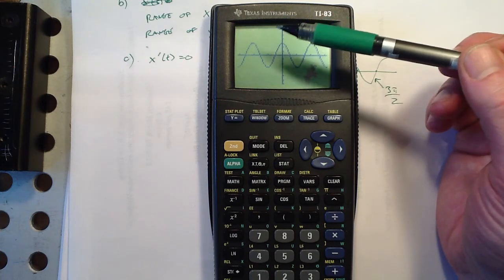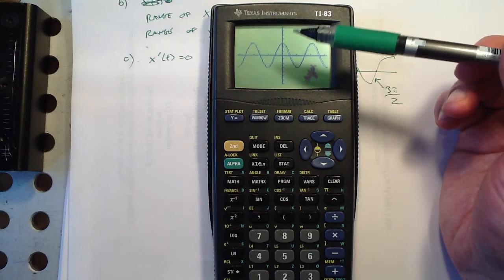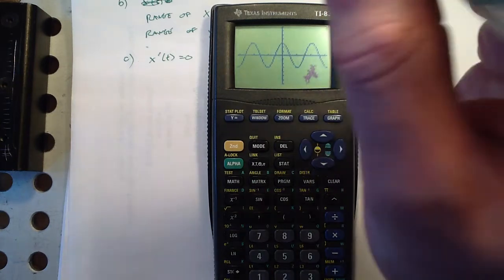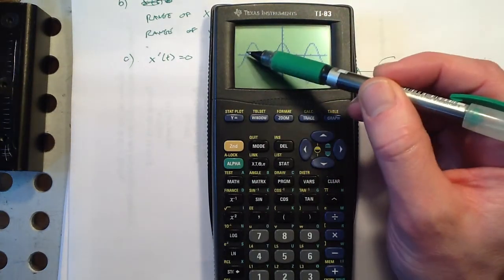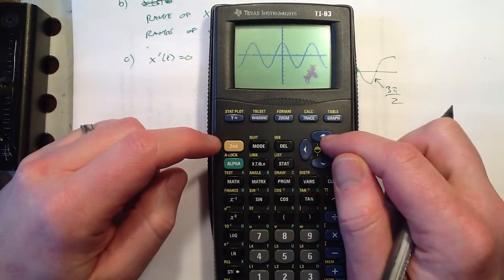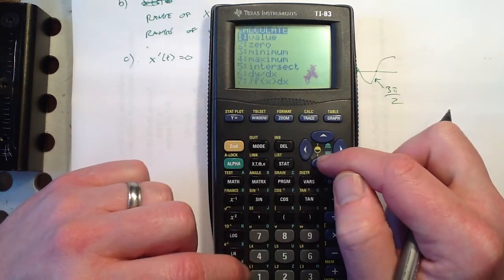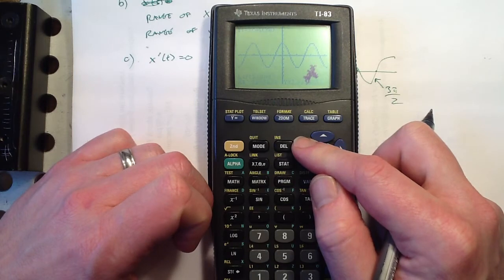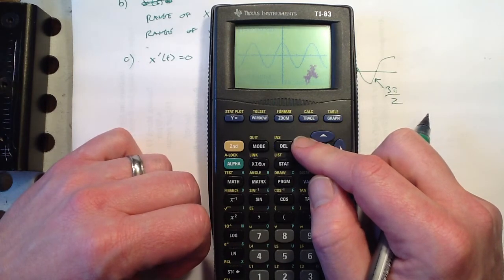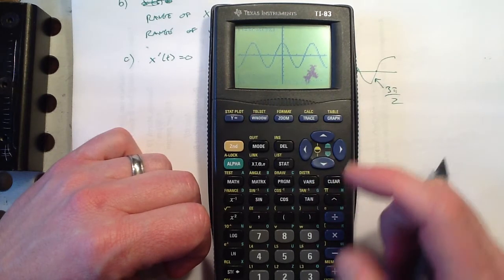A minimum is when it goes from increasing to decreasing. Nope, just kidding. A minimum is where it goes from decreasing to increasing. So that's decreasing to increasing. So right there is our minimum. So we can go second, calculate, find that zero, which is over here. Come on, little guy. There we go.